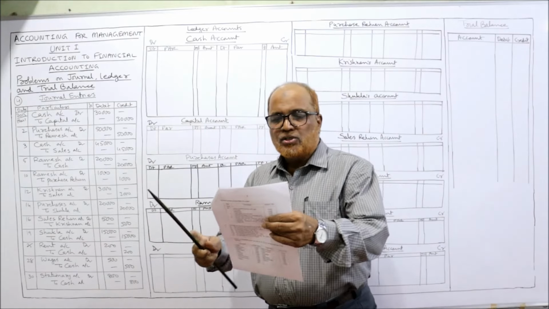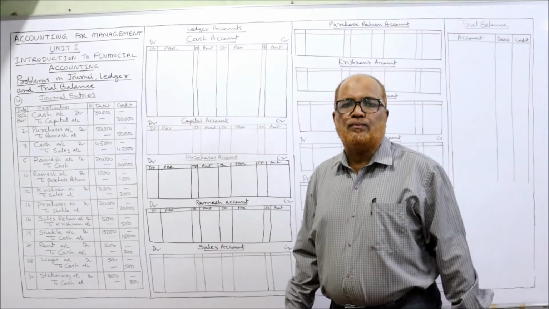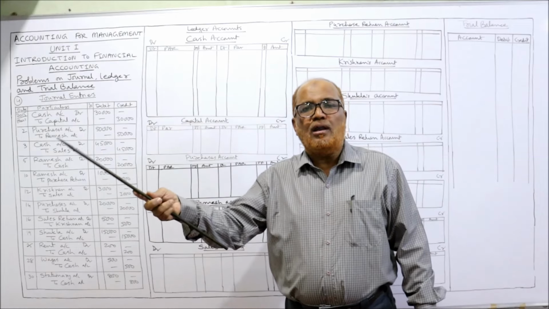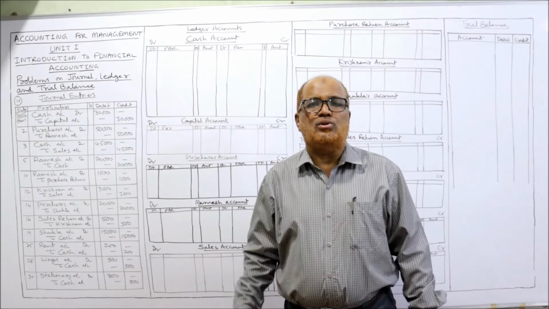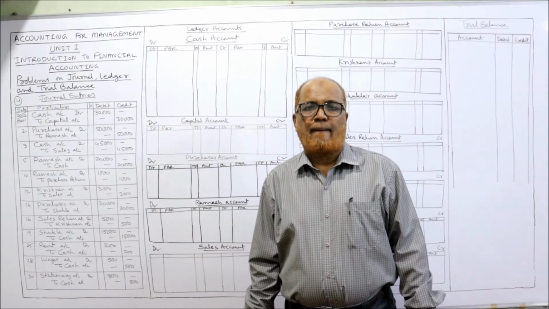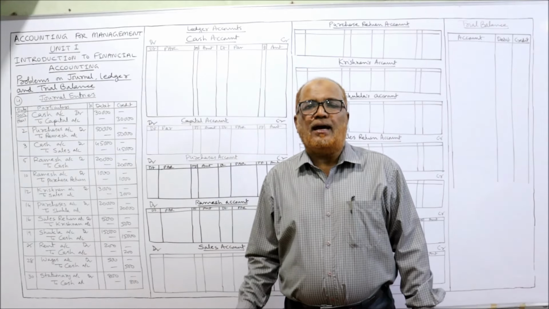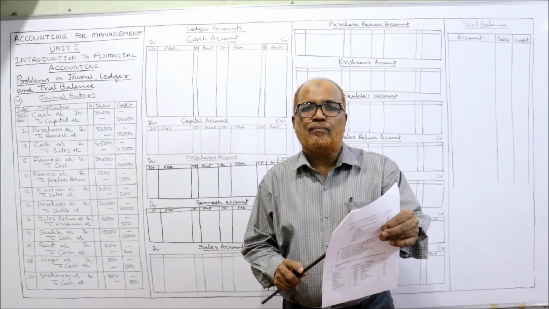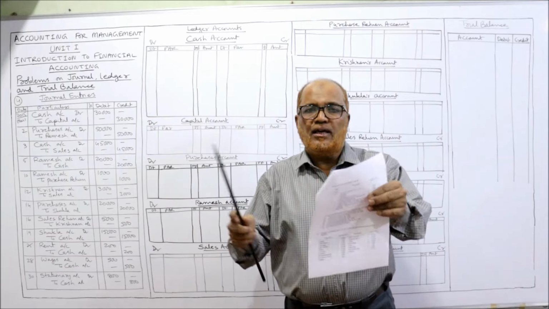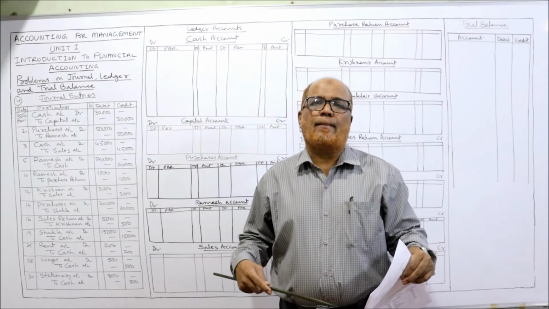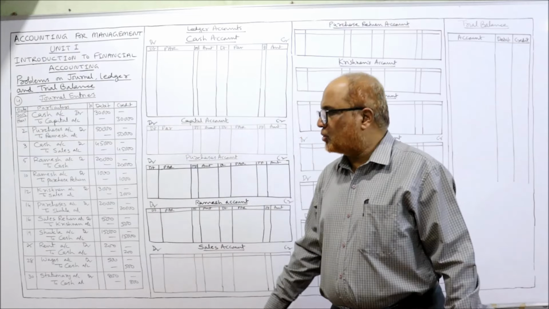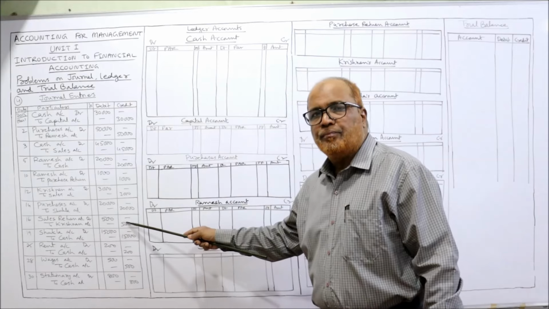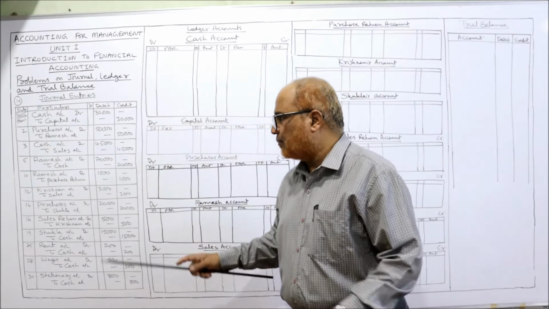Next, 16th. Krishnan returned goods. That means earlier we sold the goods to Krishnan. Now Krishnan has returned back the goods. It is called sales return. The entry will be sales return account debtor to Krishnan account. The customer is Krishnan. He has returned goods back to us. So sales return account debtor to Krishnan. Sales return account debtor 500 to Krishnan account 500. Being the goods returned by Krishnan.